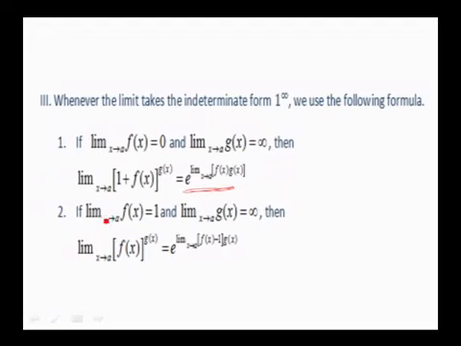Similarly, if limit of f(x) as x tends to a is 1 and limit of g(x) as x tends to a is infinity, then limit of f(x) to the power of g(x) takes the form 1 to the power of infinity. I can write it as e to the power of limit of (f(x) minus 1) into g(x).